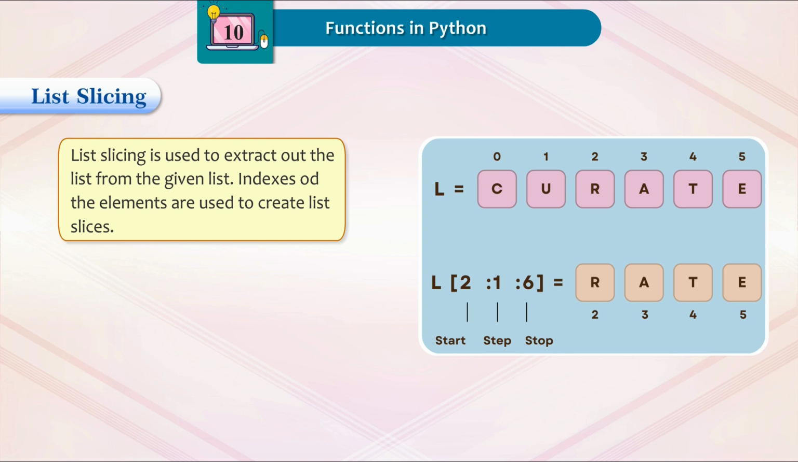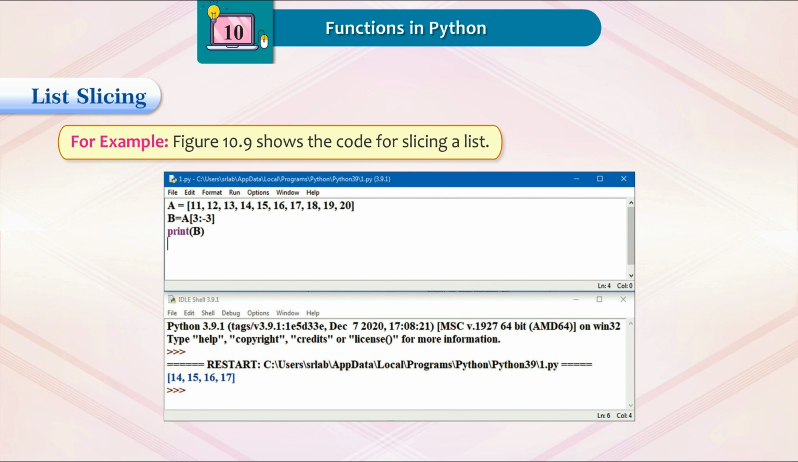List slicing. List slicing is used to extract out the list from the given list. Indexes or the elements are used to create list slices. For example, figure 10.9 shows the code for slicing a list.